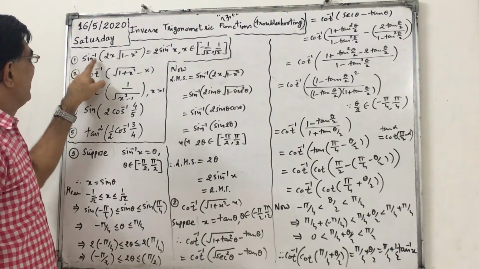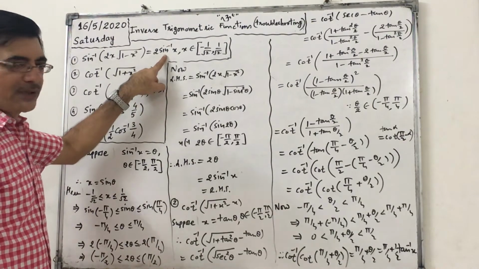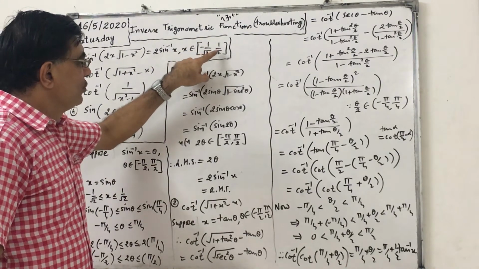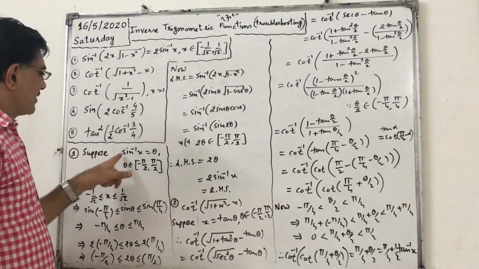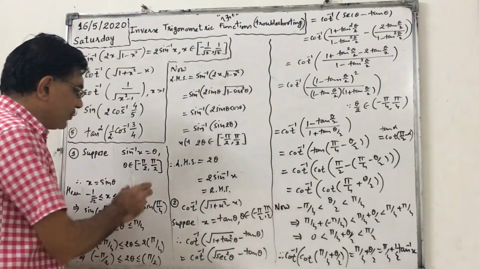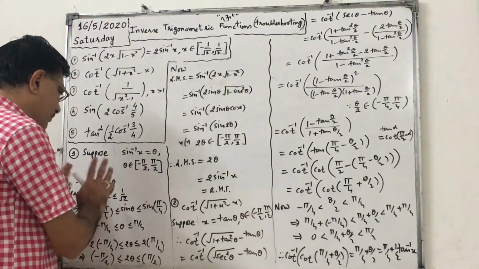We have to prove sine inverse of 2x into square root of 1 minus x square equals 2 sine inverse x, where x belongs to the closed interval minus 1 by root 2 to plus 1 by root 2. Suppose sine inverse x equals theta. So theta must be in the range of sine inverse, that is closed interval minus pi by 2 to pi by 2. So x will be equal to sine theta.